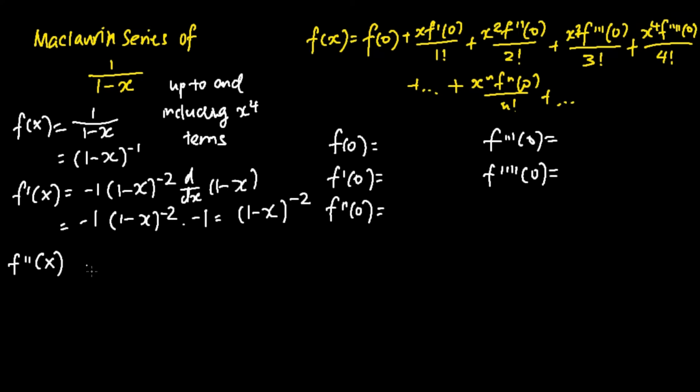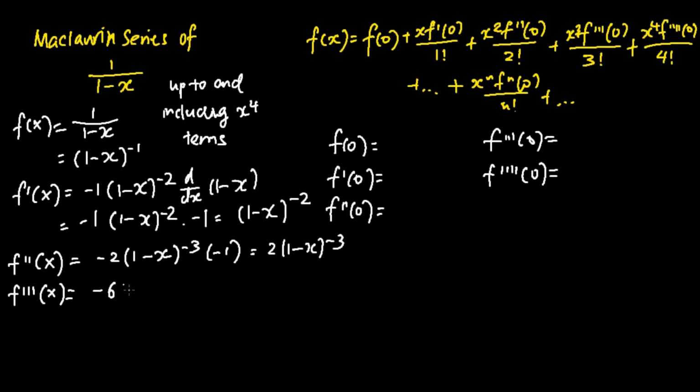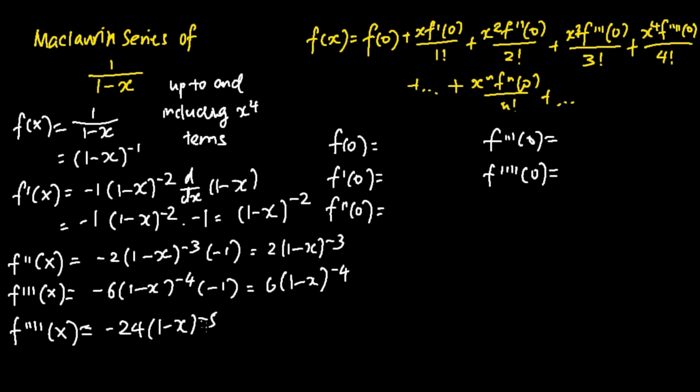Next, we find f''(x). This is equal to negative 2 times (1 minus x) to the power of negative 3, and then we differentiate 1 minus x, we get negative 1, in which we get 2 times (1 minus x) to the power of negative 3. Following that, we find f'''(x) by differentiating f''(x) one more time. We get negative 6 times (1 minus x) to the power of negative 4. Differentiating 1 minus x, we get negative 1, which is equal to 6 times (1 minus x) to the power of negative 4. Last but not least, to find f⁽⁴⁾(x), we just differentiate f'''(x) one more time. We get negative 24 times (1 minus x) to the power of negative 5. Differentiating 1 minus x one time, we get negative 1. So this is equal to 24 times (1 minus x) to the power of negative 5.